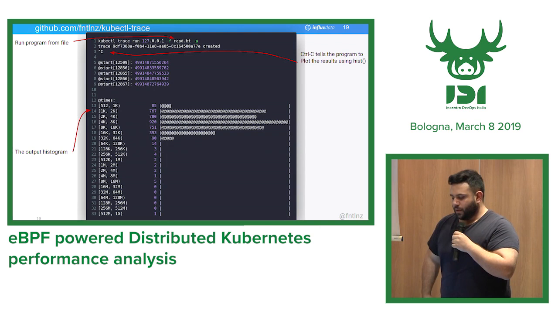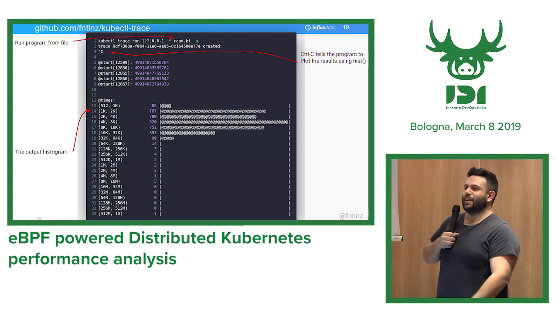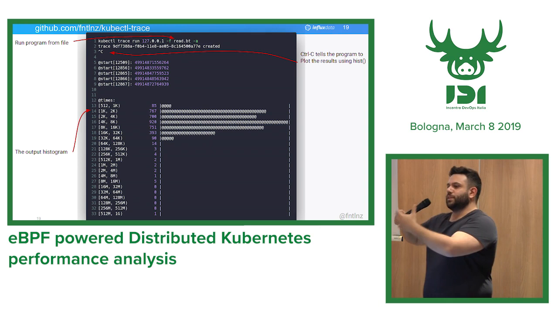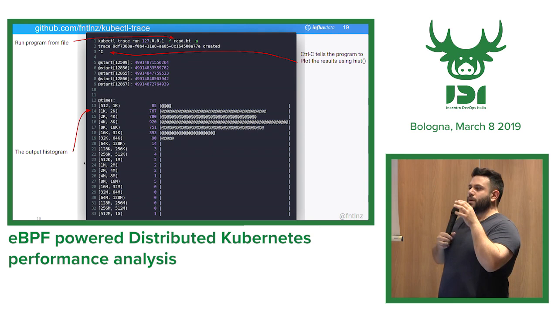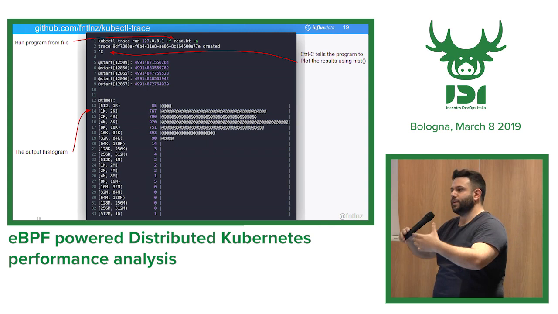This is another kind of program you can run on it. You can run two different kinds of programs: programs that stream information to your terminal, or programs that do aggregations and create these kinds of histograms. The purpose of kubectl trace is to be a tool that follows the Unix philosophy, right? So you just have kubectl trace, you run the program, and you get the results immediately.